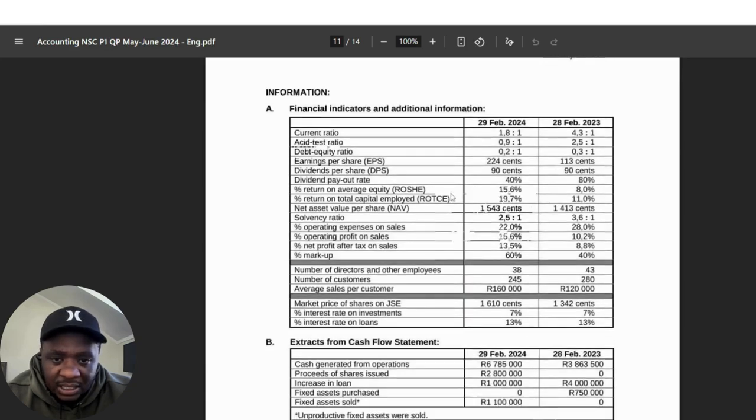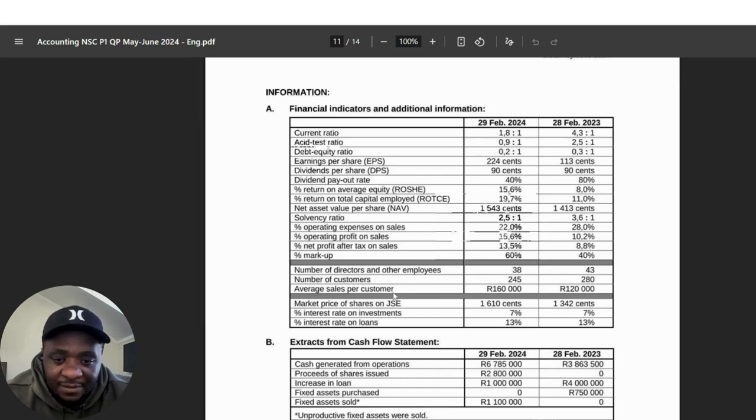So let's see. Here's our financial indicators and additional information. The markup in the previous year was 40% to 60%. So that's an increase. So as a result of it increasing, how did it affect the other metrics within the business? Well, the number of customers reduced from 280 to 245. So the first point we can make is that the number of customers decreased from 280 to 245 as some of the customers would not afford a higher price.